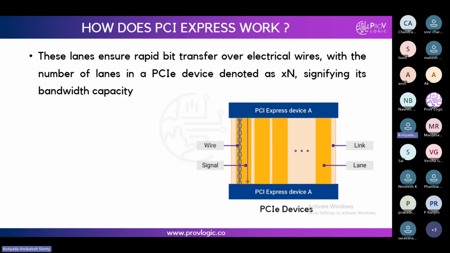For any PCI devices, the communication should happen through a link only. Remember this point, or else note this point. Between PCI devices, the communication should happen through a link only. A link contains lanes, either 1, 2, 4, 8, 16, 32, or 64. Any of these numbers of lanes can be there. This is how the lane and link work.